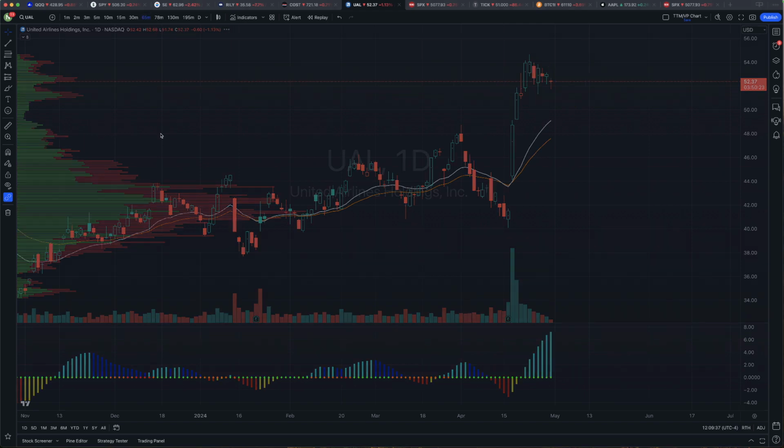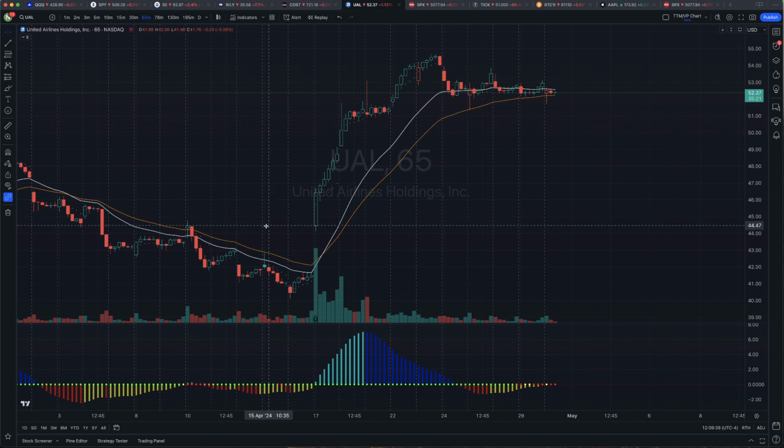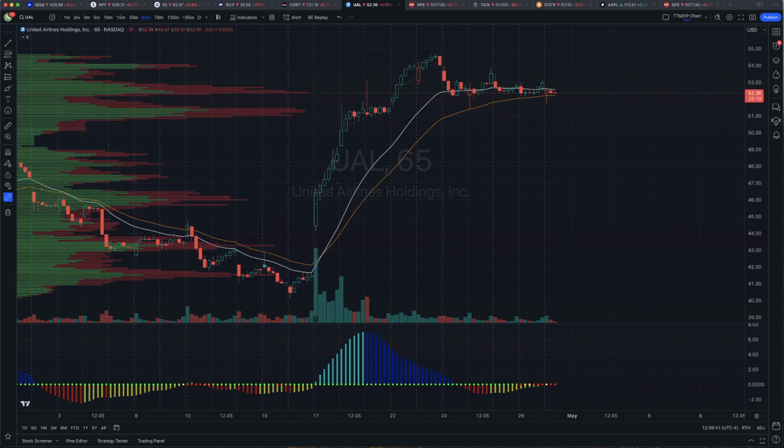So I'm going to come over here to a 65-minute chart. You can see this here, right? You have your move up, you have your pullback. We're consolidating really tightly along these averages, and we have our squeeze forming right there. So let's make a trade plan for this moving up.